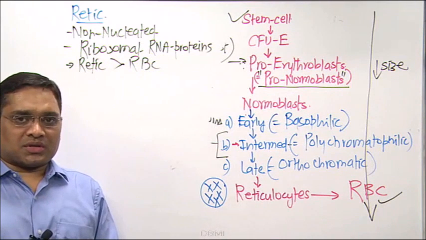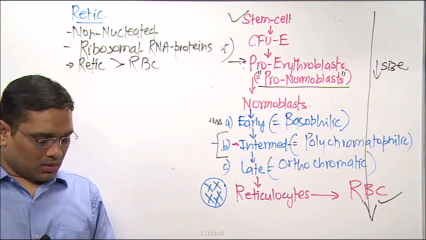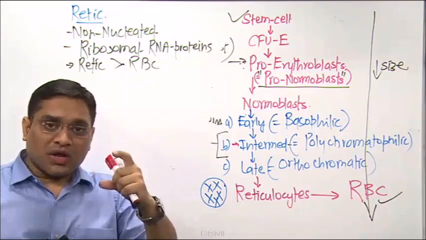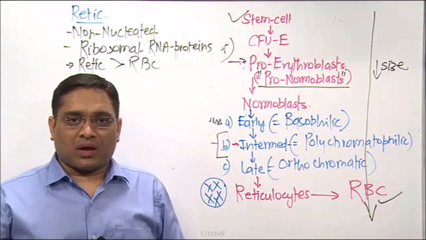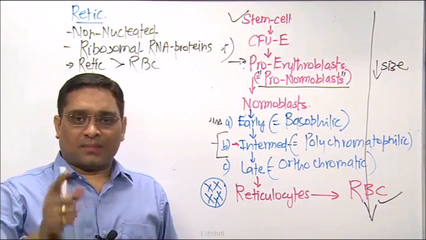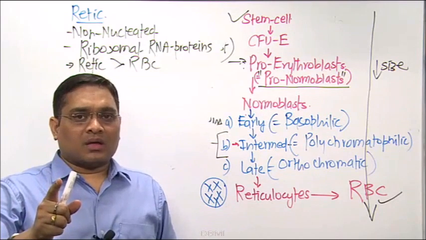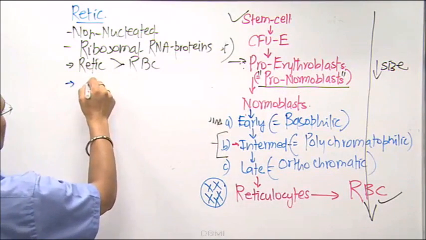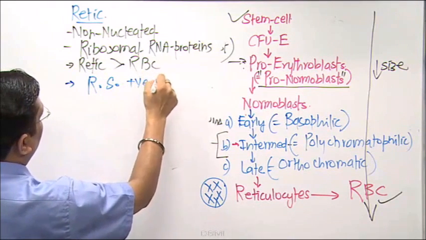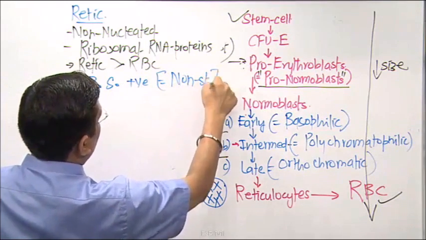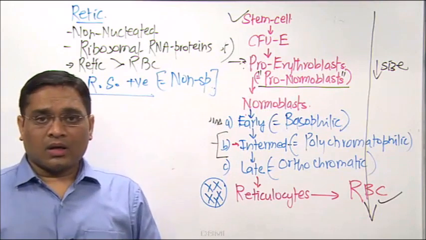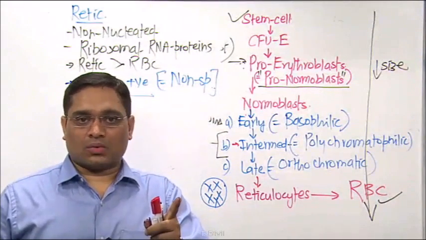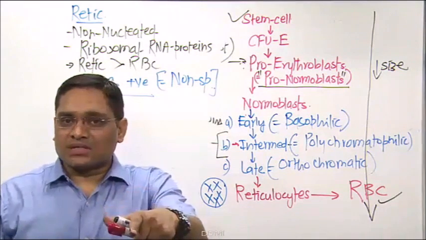Now there is a crucial question. Can reticulocytes be stained by Romanowski or routine stain? Many people say no, we cannot stain. Wrong. We can stain. Remember, we can stain reticulocytes with Romanowski, but it is non-specific. So reticulocytes are Romanowski stain positive, but this is non-specific. When the examiner asks if it is possible to stain with Romanowski, the answer is yes, possible. But when he asks if it is specific, we will say no, it is not specific. Then the examiner will ask his next question: then what is specific?